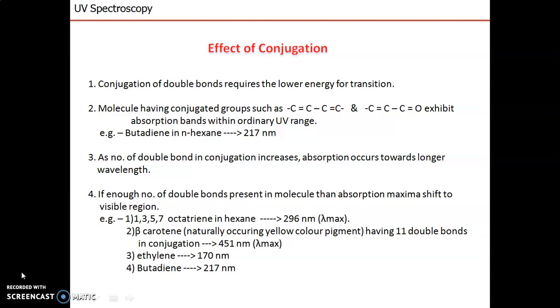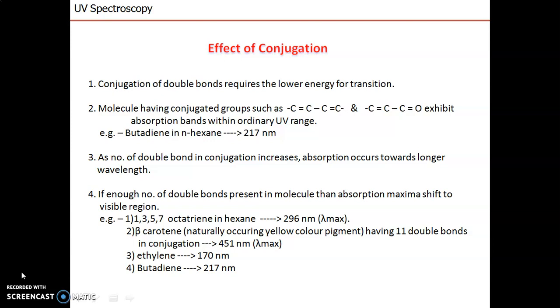So what is the effect of conjugation in UV visible spectroscopy? If any molecule is highly conjugated, then absorption happens at a longer wavelength in the UV. If any molecule is non-conjugated, it shows absorbance or lambda max towards the shorter wavelength in the UV. Hence conjugation of double bonds requires lower energy for the transition.